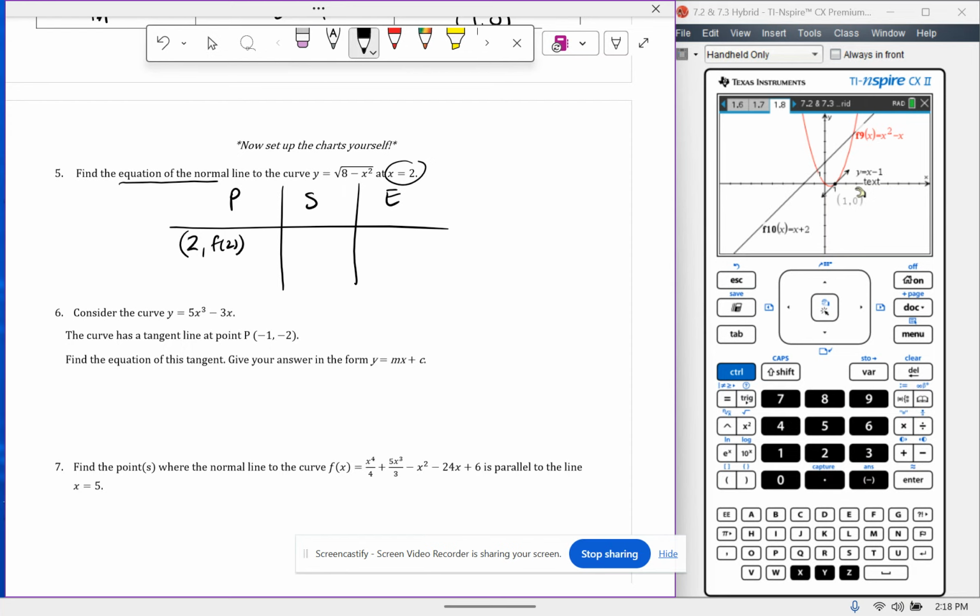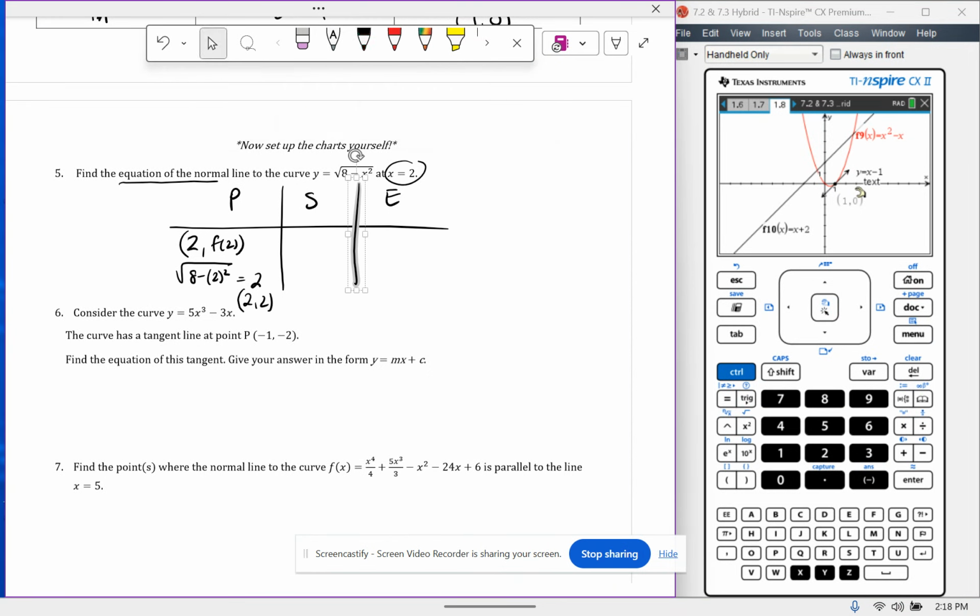So let's find when the function is evaluated at 2. 8 minus 2 squared. So this guy would be 8 minus 4, which is 4. Square root of 4 is equal to 2. So I now have a point of 2, 2.